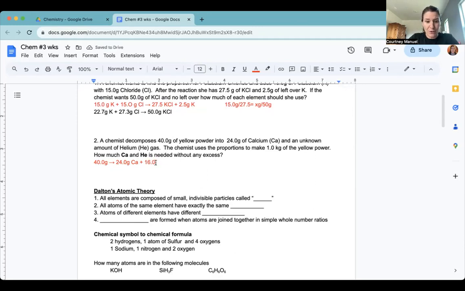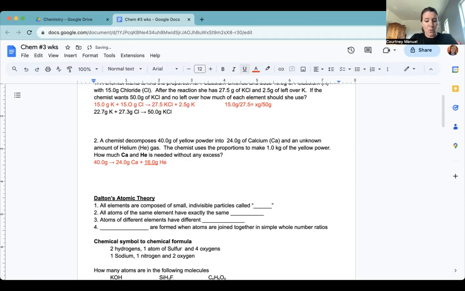Okay, so that number, they didn't give it to me. I had to go find it. I had to do a little bit of math of subtracting, and this is how I got my helium, capital H, okay? We're gonna use our same proportions that we started with because now we want 1 kilogram. Now, in my last proportion, we did not use kilograms, so I can't use them here. So I need to change my 1 kilogram into grams.